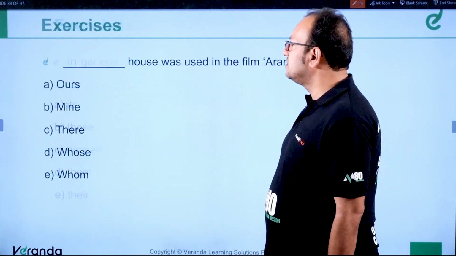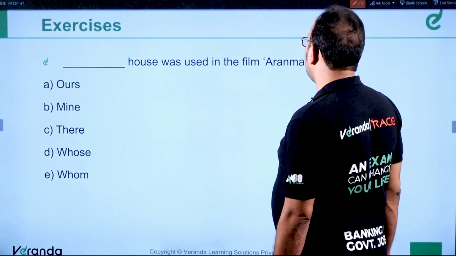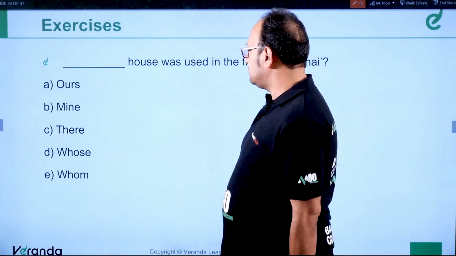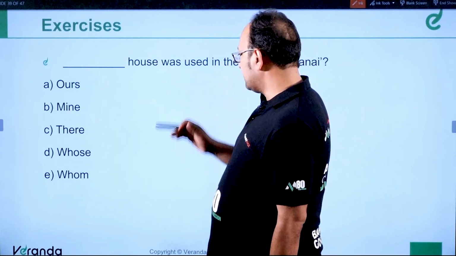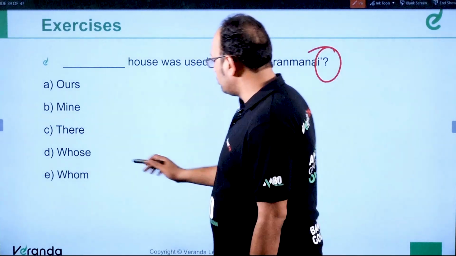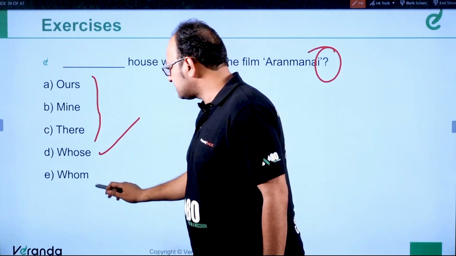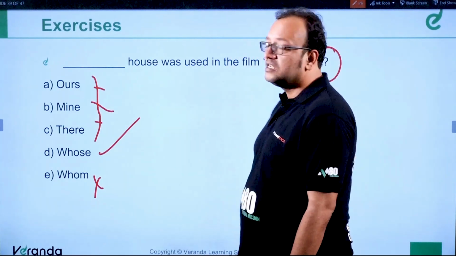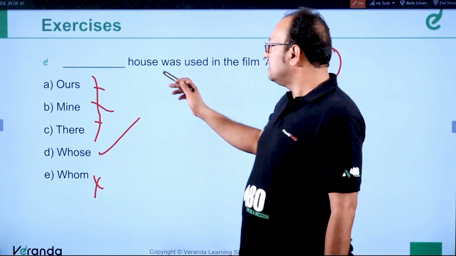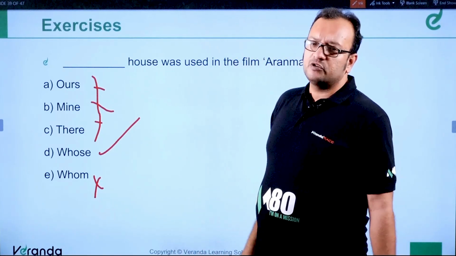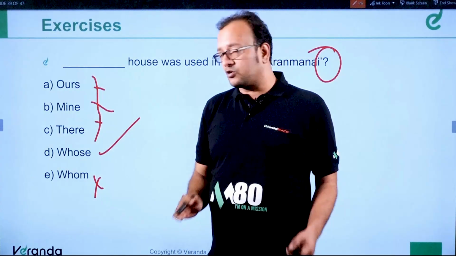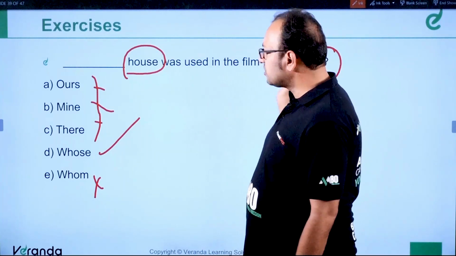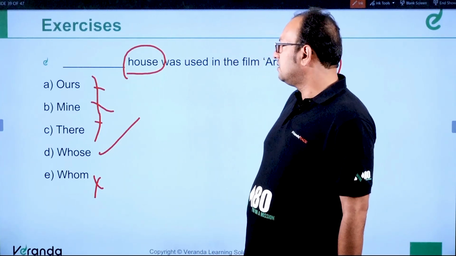Fine. Moving ahead. Dash house was used in the film Aranamanai. It's a question mark, so whose is the correct answer. These cannot be placed. This is the correct answer. Whose house was used? Because a question mark is there and we need a possessive pronoun over here. So whose is a kind of possessive interrogative pronoun, because house is a noun, so it should be preceded by whose. Whose house? Because of the question mark, right? Okay. Moving ahead.